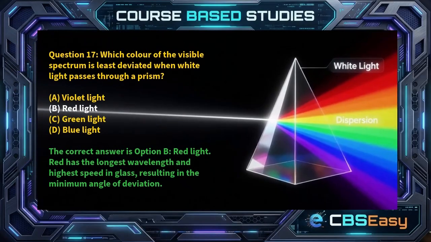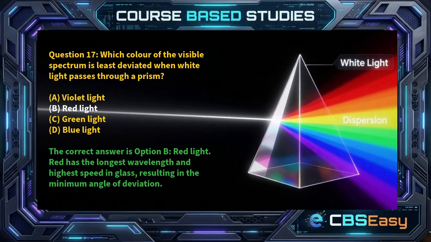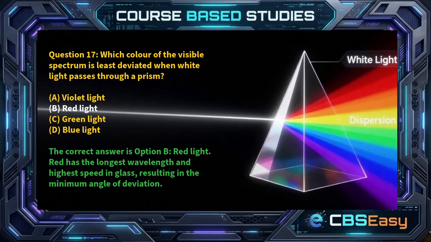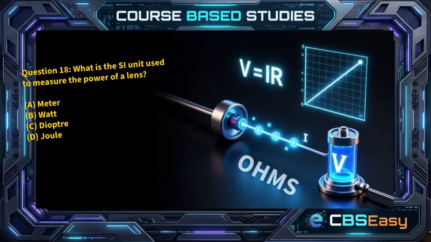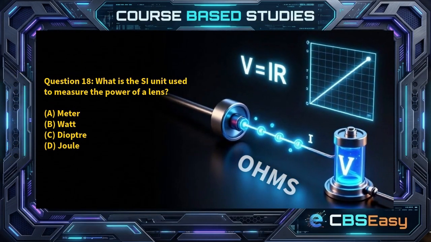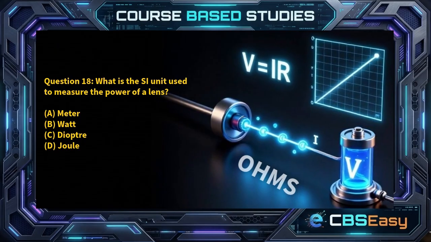The correct answer is option B. Red light. Red has the longest wavelength and highest speed in glass, resulting in the minimum angle of deviation. Question 18. What is the SI unit used to measure the power of a lens?